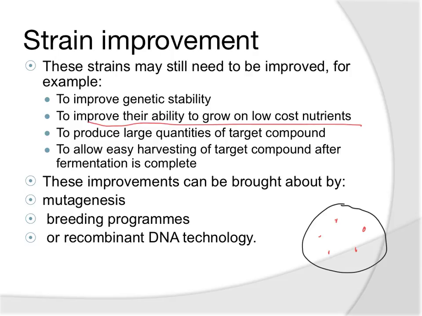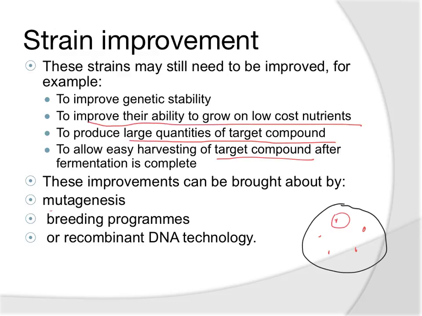You may want to improve it in order for it to produce more and more of the stuff that you want. And you maybe want to make some sort of improvement which makes it easy to harvest the compound, or whatever it is that you're producing, the useful substance, after the fermentation has been completed. So there's a number of reasons why you might want to make some sort of improvement to the microorganism that you have isolated. And there's these 3 ways that these improvements can be brought about, and we're going to talk about them as we move on in the video.